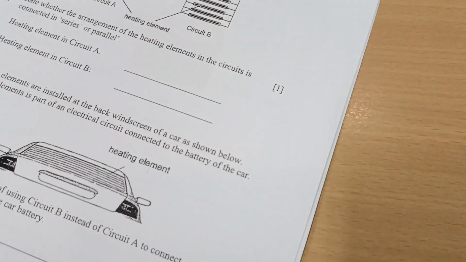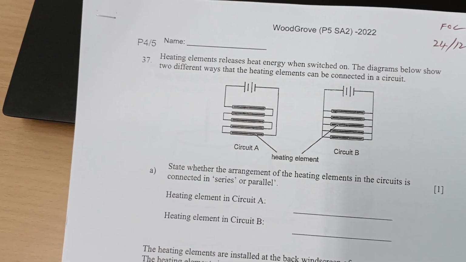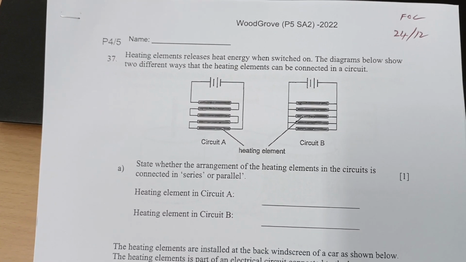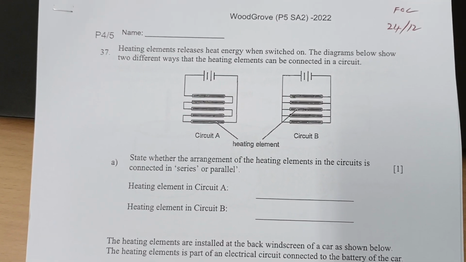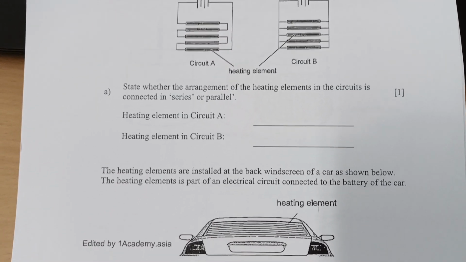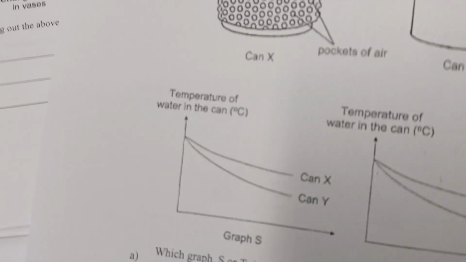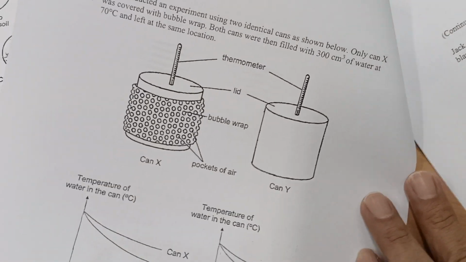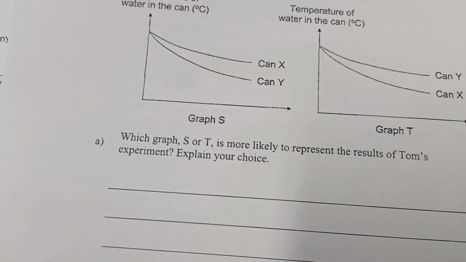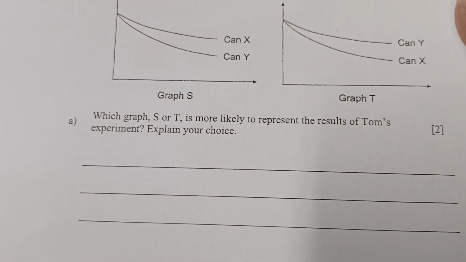So you can see actually continuation of question 37, also integration of P4 heat topic into P5, the parallel and series connections in the electrical circuit. So you can see P4 heat is indeed a very important topic. And again, this is question 39, definitely a P4 science question on heat transfer. And they ask which graph S or T is more likely to represent the result of Tom's experiment.